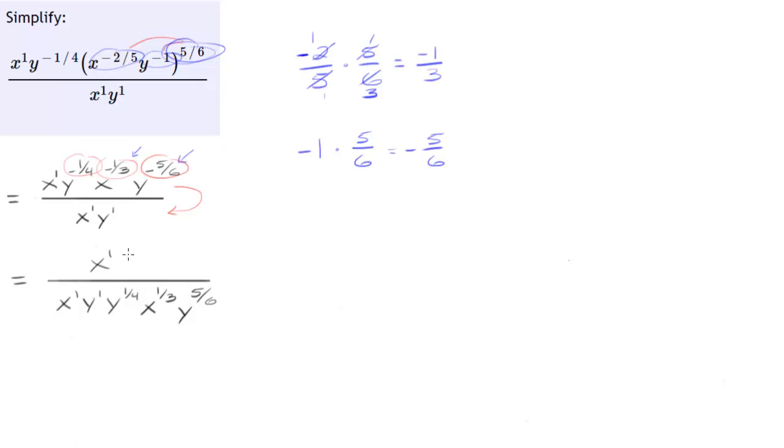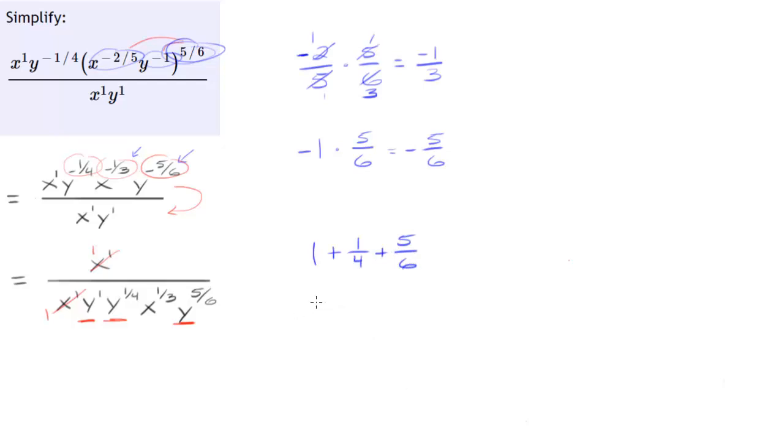One thing I'm going to do here now is start to clean things up. I'm going to cancel this common factor of an x in the numerator and denominator, just getting ones left over. And now I'm going to combine things. What I'm going to combine in the denominator is all of these factors of y. When I combine these factors, I add their exponents. So what I need to do now is take the 1, add that to 1/4, and also add 5/6 to the mix.